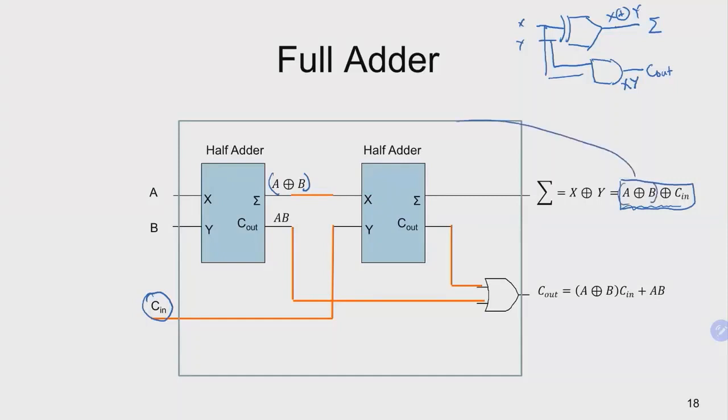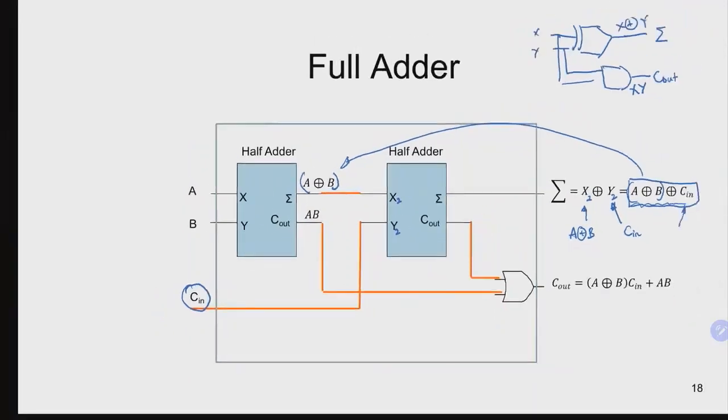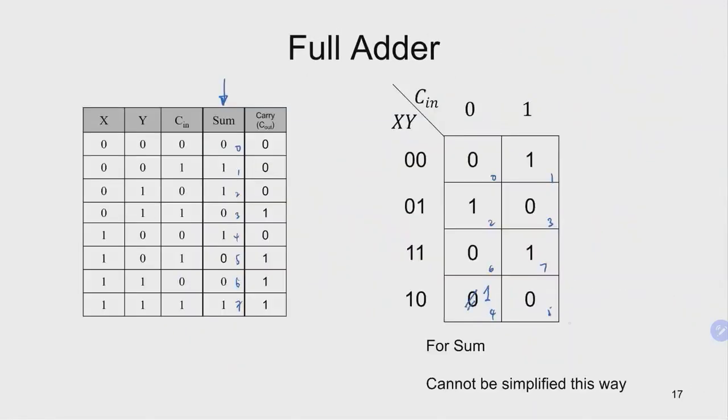A and B come from here, and then C is the input to my half adder. So if I call these X2, Y2, then X2 is our A exclusive OR with B, and Y2 will be our C in. And this gives us the output of A exclusive OR with B exclusive OR with C in, and that will be this function here, which is the sum of a full adder.